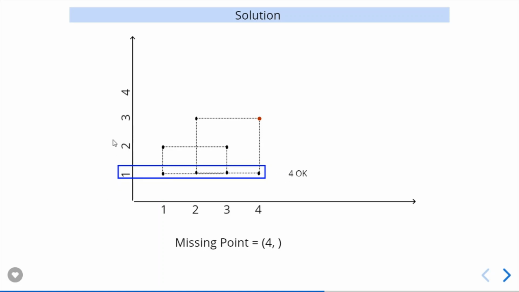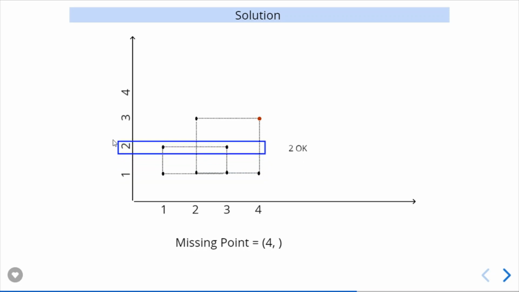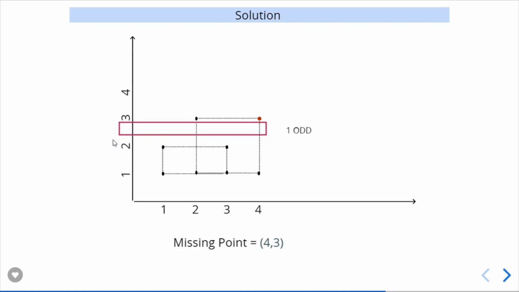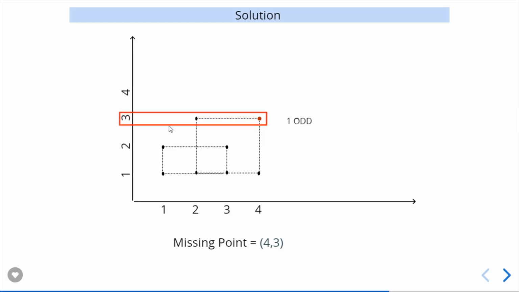So we'll move upwards, right? For y equals 2, we have 2 points. That is also okay. So we'll move one step upward. For y equals 3, we got only a single point, because this is the point we need to identify. That means the missing point's y coordinate is 3.